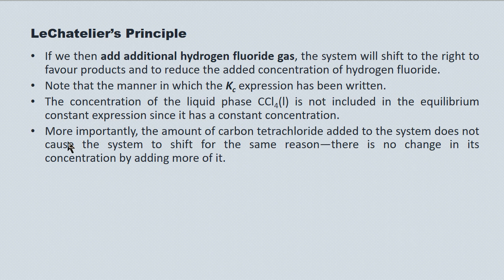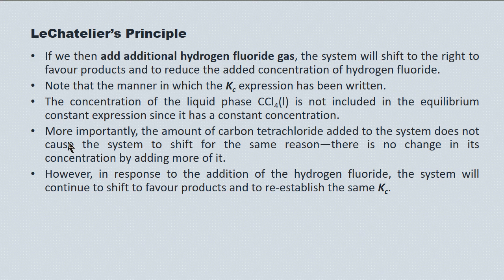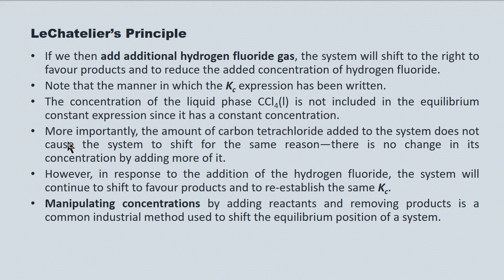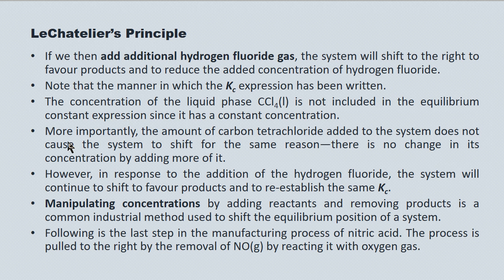More importantly, the addition or removal of some of the CCl4 in liquid phase does not affect the equilibrium position of the system because we're not impacting its concentration. This is very different than when you add the hydrogen fluoride, which is in gas phase. By either adding it or subtracting it, you're most definitely influencing its concentration, and therefore you're going to cause the equilibrium to shift to reestablish the same Kc. And manipulating concentrations like this by adding reactants and removing products is probably the most common industrial method to shift an equilibrium position to favor products.